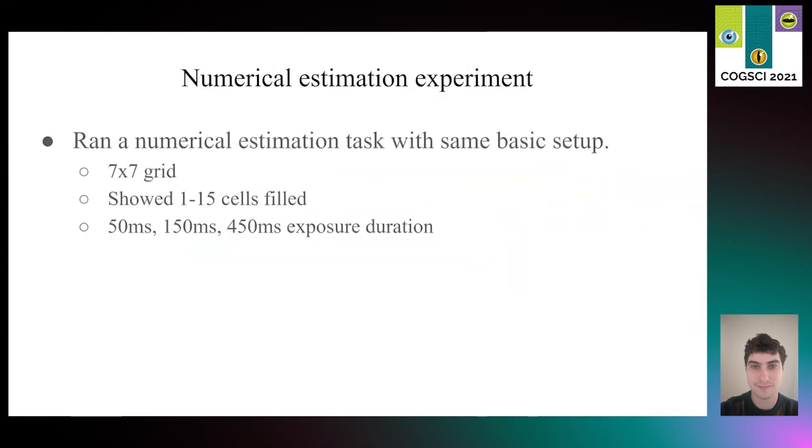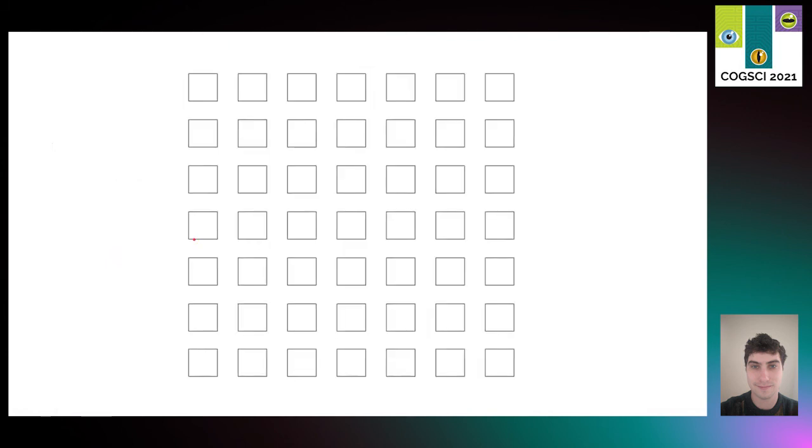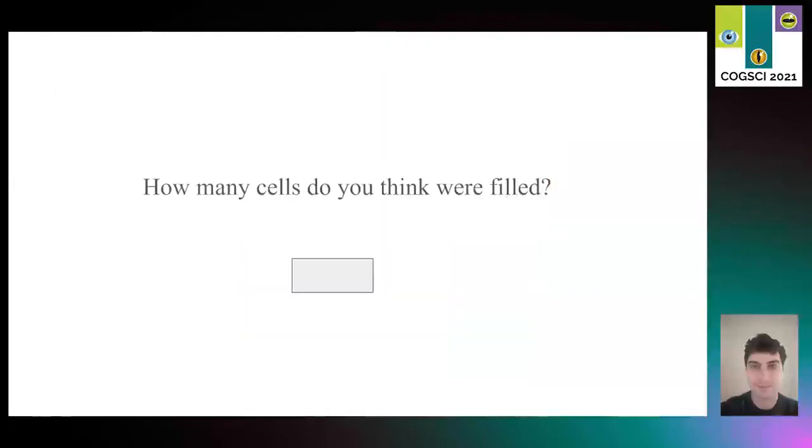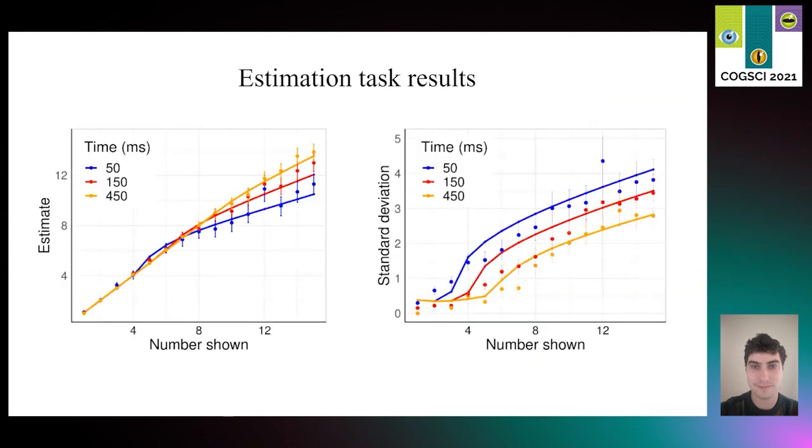But just to be able to compare within this setup, we ran an analogous numerical estimation task on a 7x7 grid with different exposure times. So again, they were shown a grid, some of the cells were filled, and they were asked this time how many cells were filled. So we can just jump to the results.